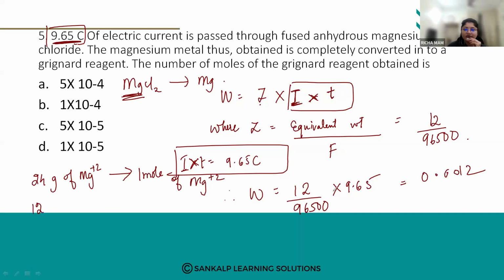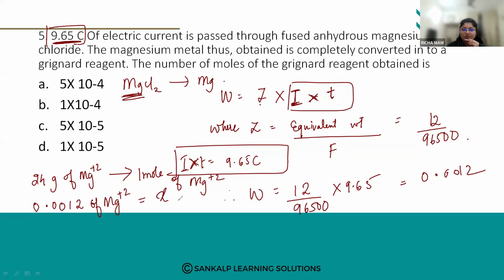So 12 into 10 raised to minus 4, or you can write it as 0.0012. So this much grams of Mg plus 2 we have.